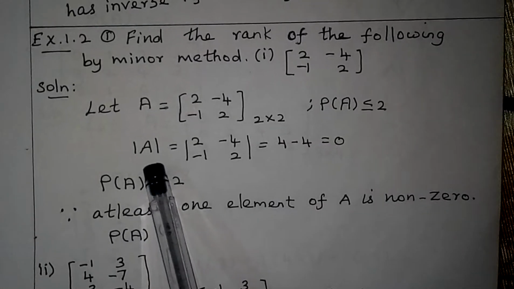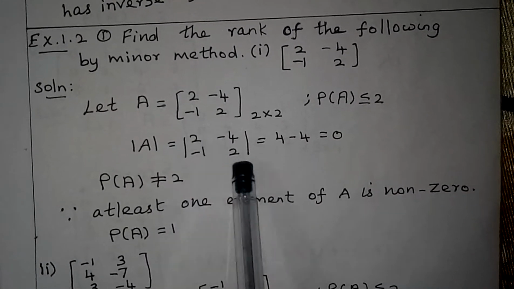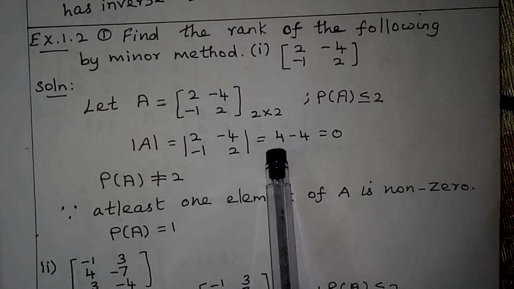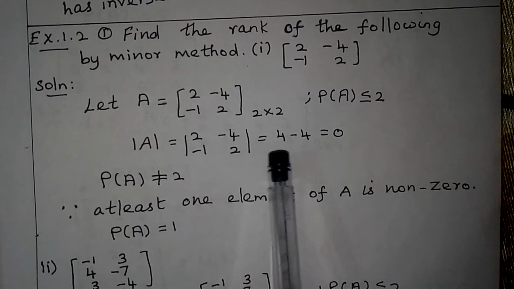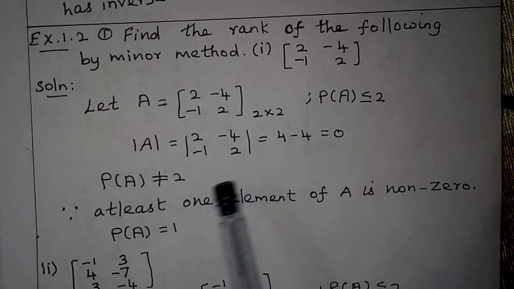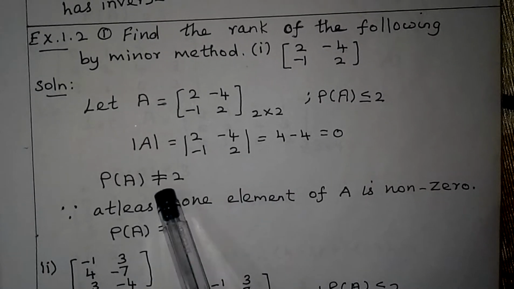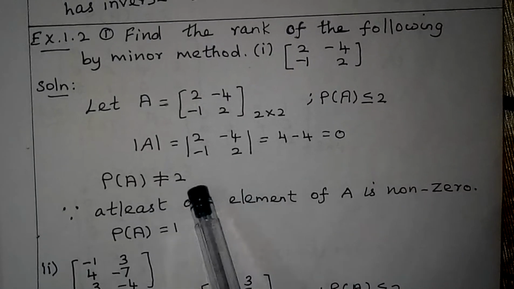Determinant of A is equal to the determinant of this matrix. So how will we find the determinant? 2 into 2, 4, minus of minus 1 into minus 4, it is 4. So 4 minus 4 is equal to 0. If the determinant of this matrix is equal to 0, then the rank is not equal to the order of this matrix, which is 2. Rank of A is not equal to 2.